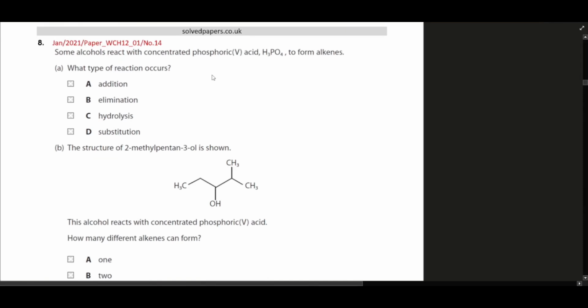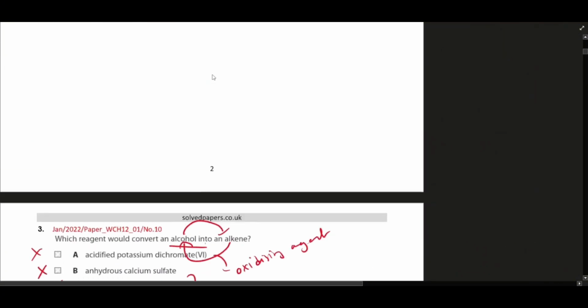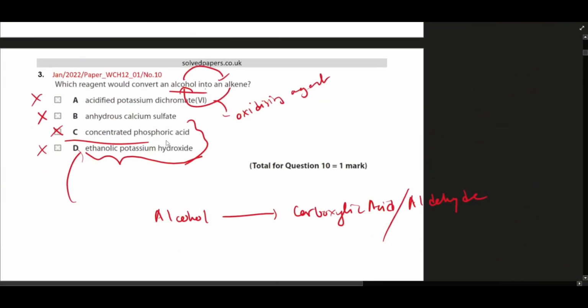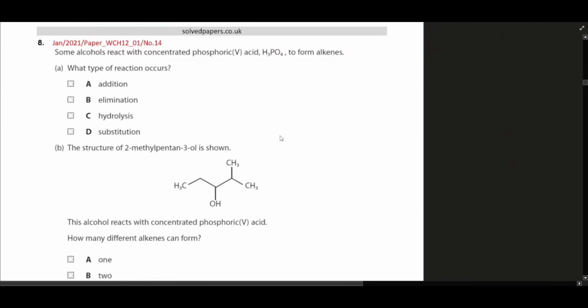Some alcohols react with concentrated phosphoric acid, H3PO4, to form alkenes. What type of reaction occurs? Okay, alcohols basically react with phosphoric acid to form alkenes. I believe a little while back we did a question like this. Remember this one? Concentrated phosphoric acid. In that question they told you to find the reagent, right? Same thing, a little different. Look, this is how you understand the pattern.